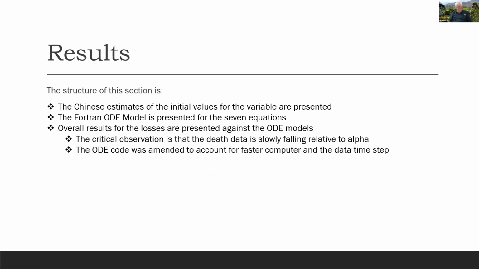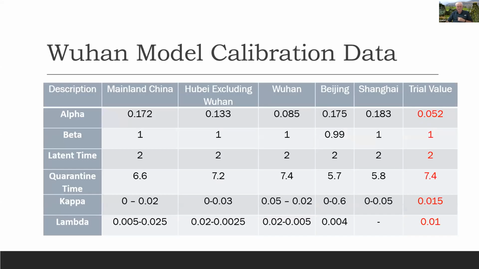So I'm going to talk about the results, and the Chinese estimates actually were quite good for getting the first model. Other than their estimate for alpha, the ODE model is, I'll talk about that very briefly, and then I'll talk about the overall results. The Fortran model was developed for much slower computers, and so that's why it took the variable step. They want to solve things very quickly, whereas I was interested in much finer detail. So this shows you the Wuhan calibration data.